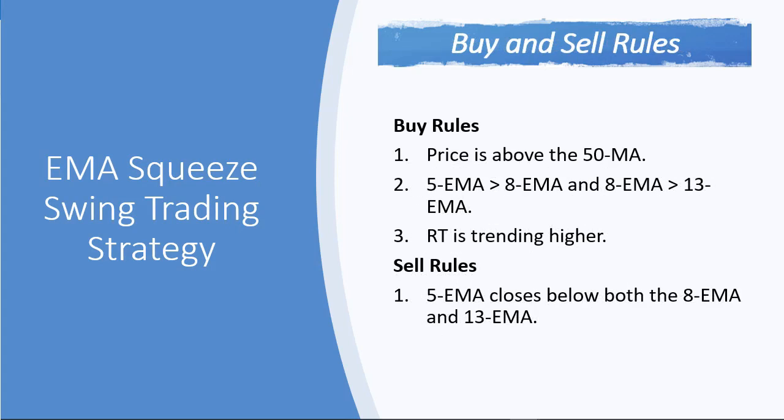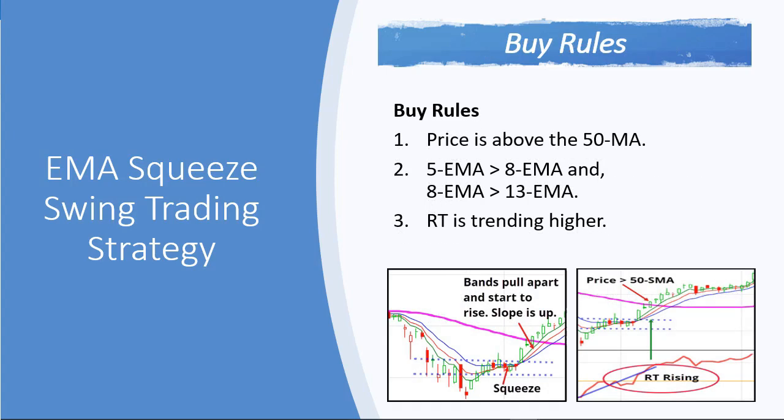The buy rules are simple. Price needs to be above the 50-day simple moving average. The 5-day EMA has to be greater than the 8-day EMA. The 8-day EMA has to be greater than the 13-day EMA. And the relative timing needs to be trending higher. Really what we're looking for is for it to be higher on the day that we get our buy signal than it was 3 days ago. And the sell rules, this is again your last line in the sand. A very prudent exit is to wait for the 5-day EMA to close below both the 8 and the 13.